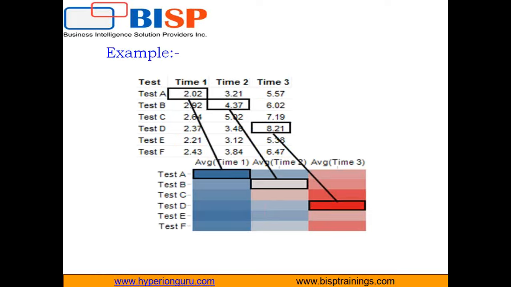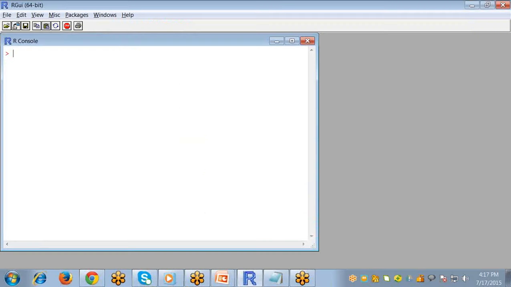Heat maps are well suited for visualizing large amounts of multidimensional data and can be used to identify clusters of rows with similar values, as these are displayed as areas of similar colors. So just for better understanding of data, let's go to RStudio. For this purpose, I have a data set of basketball players.